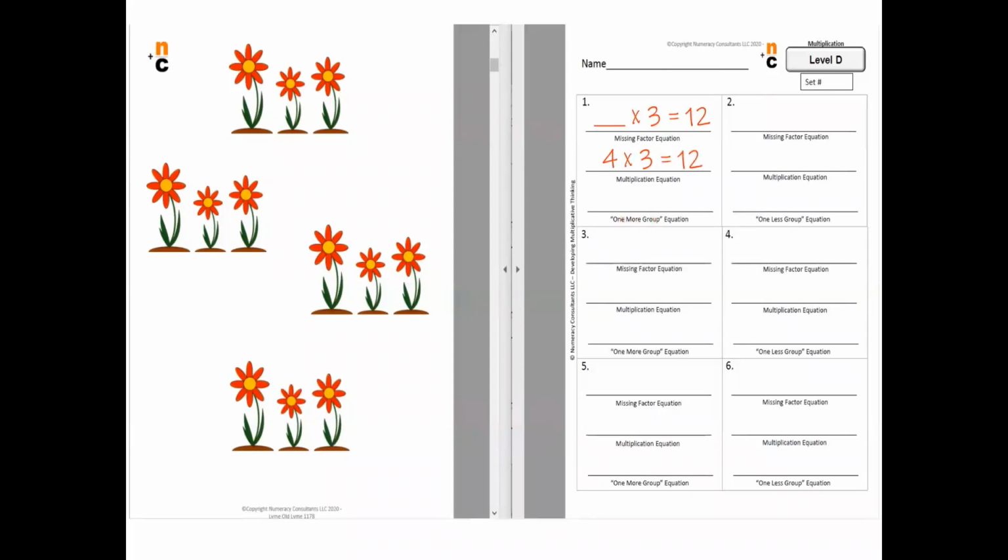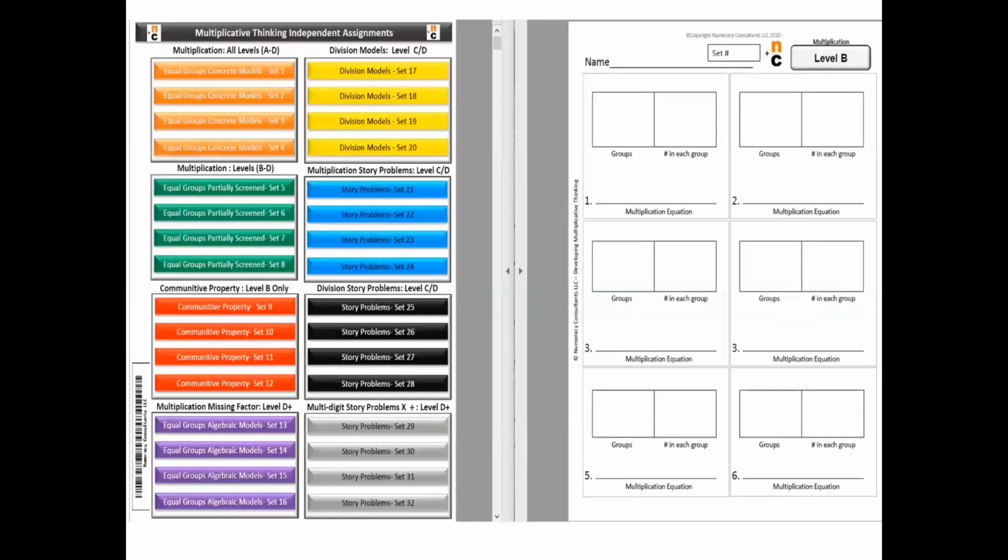If there was another group, we wouldn't have 4 groups, we would have 5 groups of 3. So again, this was the same. You could have the same students looking at the exact same models or doing the same sets, but your expectations, what you're asking them to do, are 2 completely different things. Okay. Now, I'm just going to show you a different one.